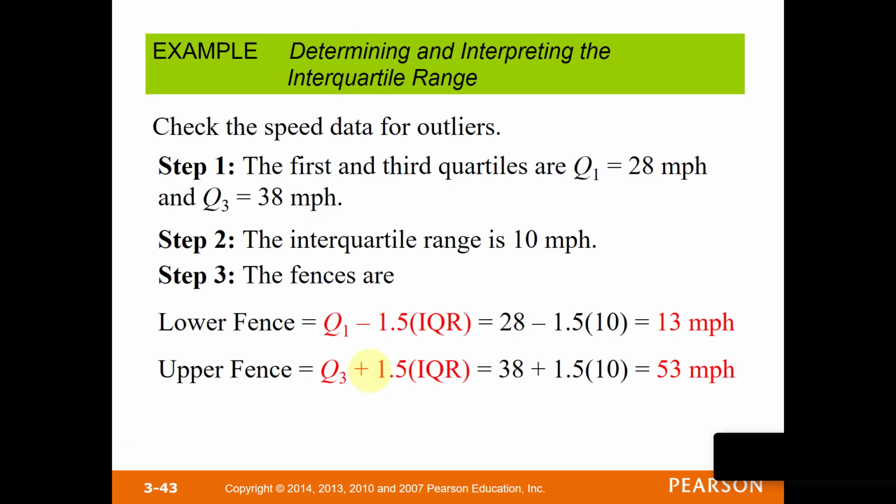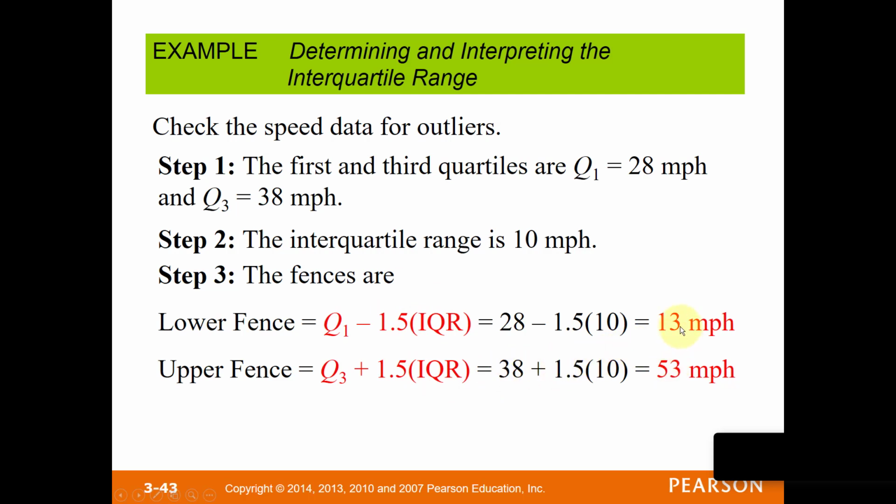So let's look at a specific example. I have a data set. The first and third quartiles are 28 and 38 respectively. The interquartile range is obviously 10. So the lower fence is Q1, this 28, minus 1.5 times 10, which is 15, so 28 minus 15 is 13. The upper fence is Q3, the 38, plus the same number that we used up here for the subtraction, so 38 plus 15, which is 53.